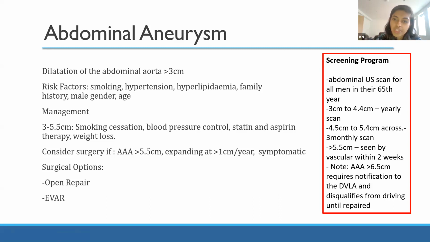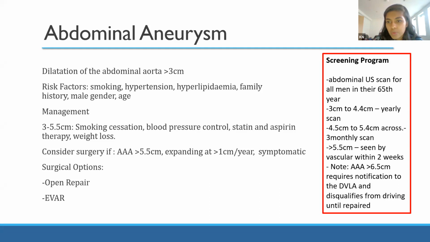And if they are found to have an abdominal aneurysm, they're stratified based on the size of the aneurysm, and essentially what you do with them depends on the size. So if it's a relatively small one, 3 to 4.4, yearly scans. If it's a bit bigger, 4.5 to 5.5, you want to do 3 monthly scans because you want to keep quite close surveillance. If it's more than 5.5 centimeters, you really want to be thinking about getting them to the vascular surgeons fairly sharpish.